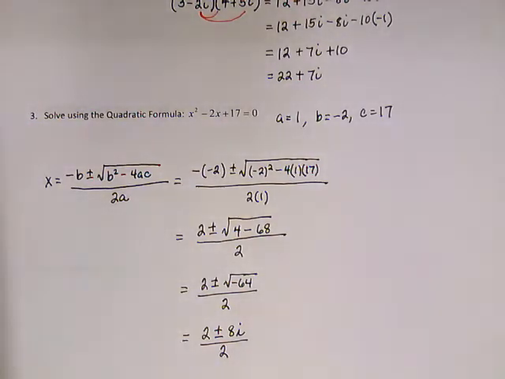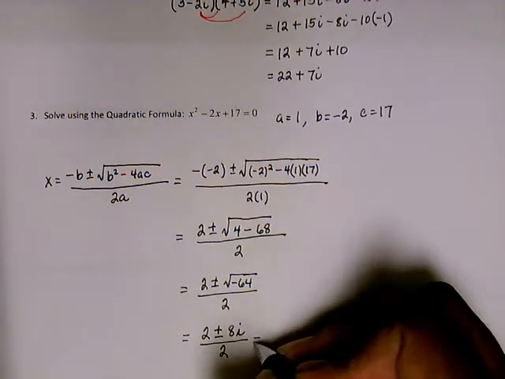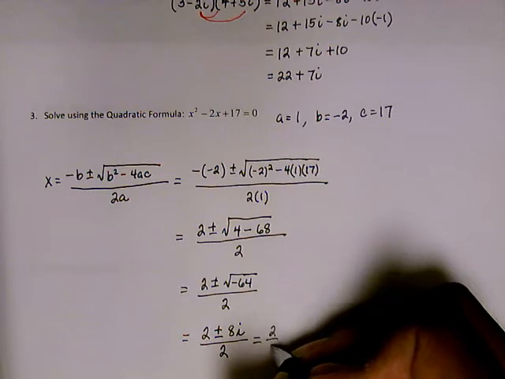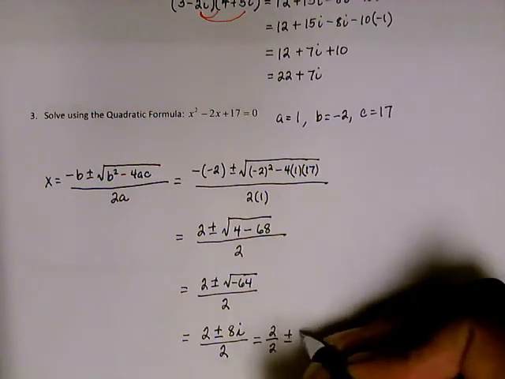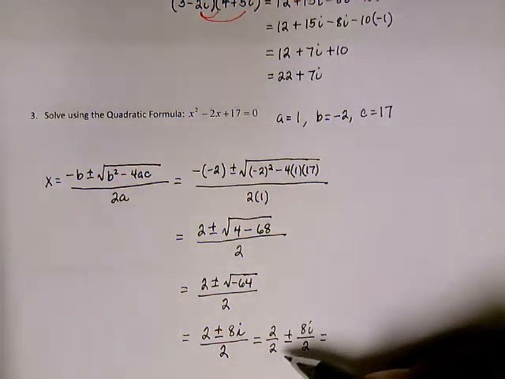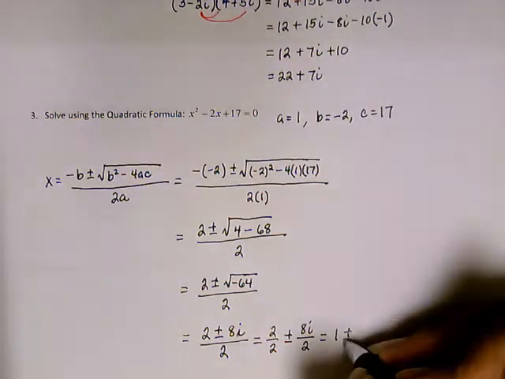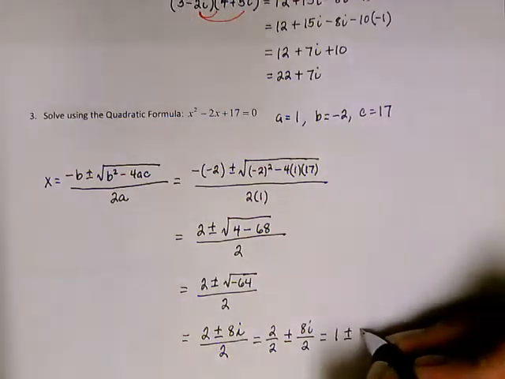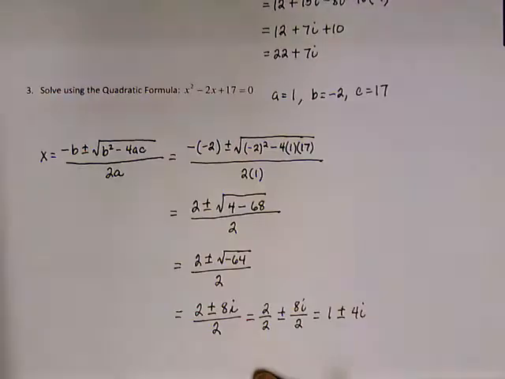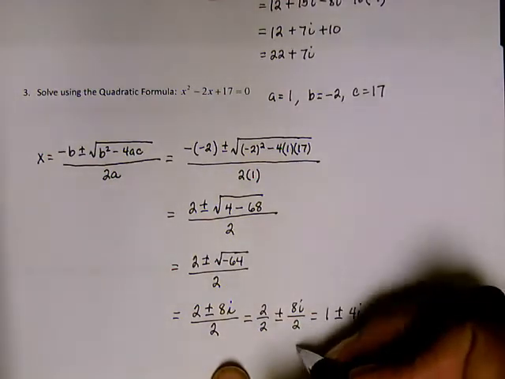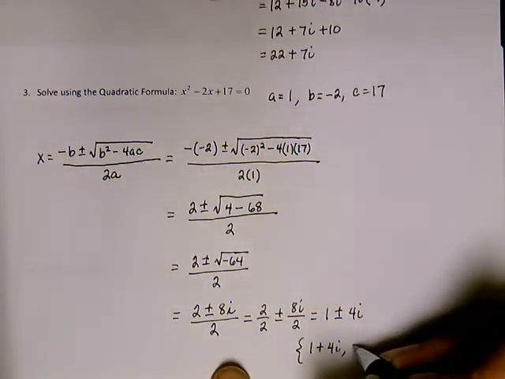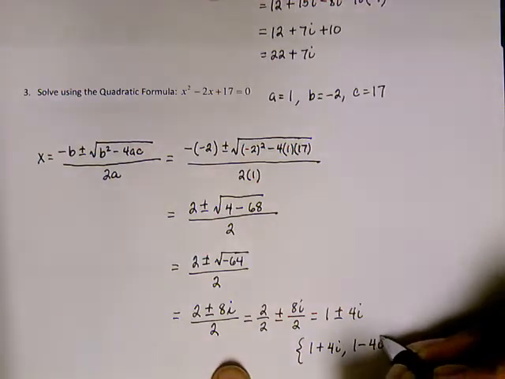So you have 2 plus or minus 8i over 2. And I'm going to go ahead and split this up as 2 over 2, and then plus or minus 8i over 2. Now, if I do 2 divided by 2, that's going to be 1, and then plus or minus 8i divided by 2, that's 4i. So my final answer there will be 1 plus or minus 4i. And that means I have two solutions. 1 plus 4i. The other one will be 1 minus 4i.